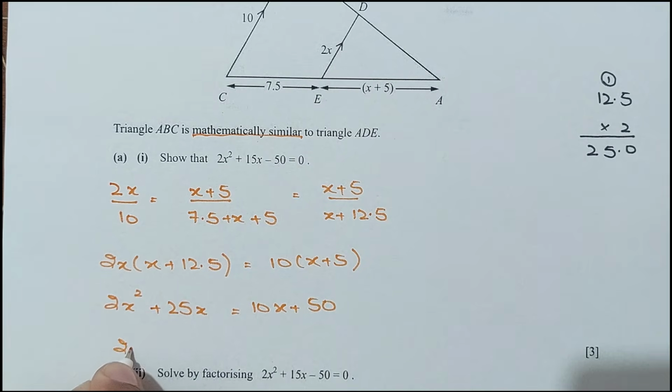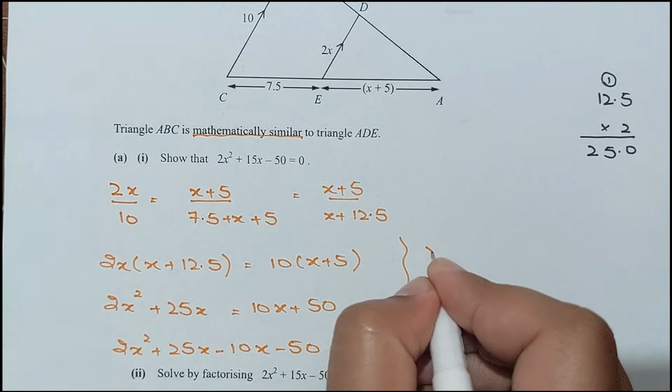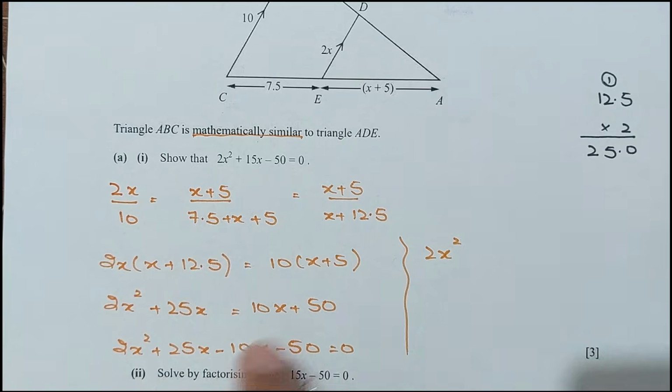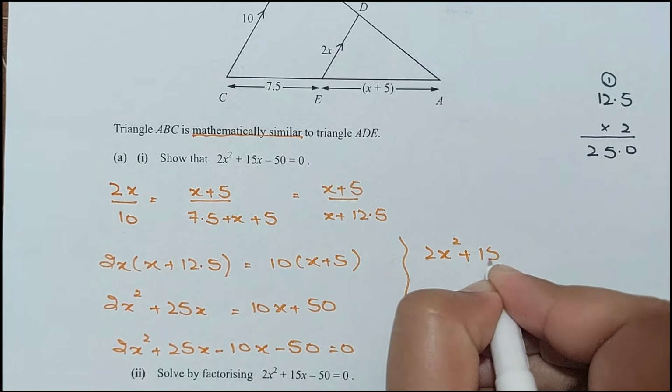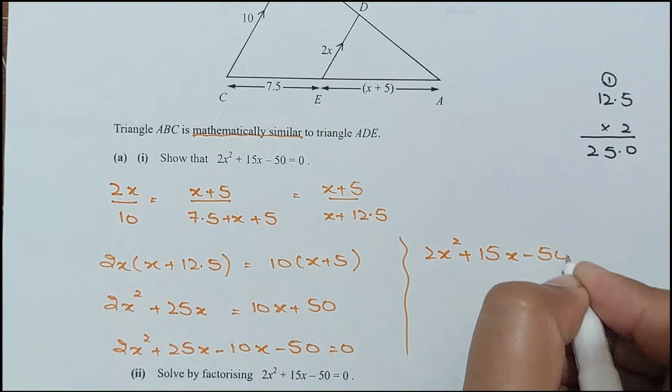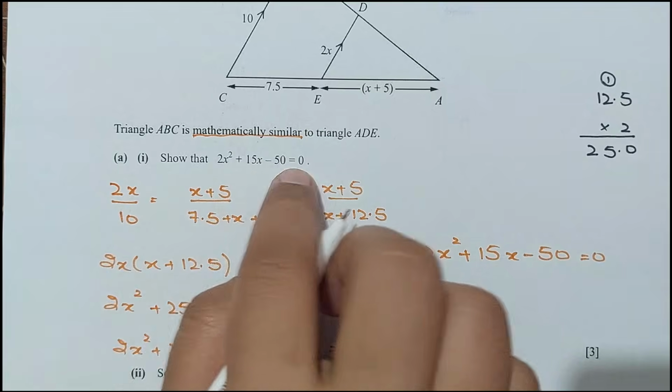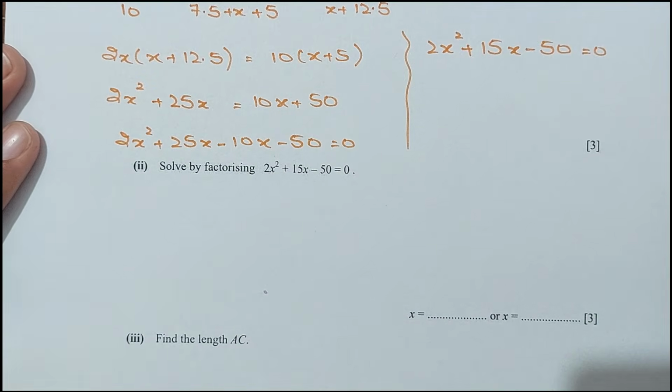Combining the terms, 2x squared plus 25x minus 10x minus 50 equals 0. So from here, 2x squared, 25 take away 10 is plus 15x, minus 50 equals 0. So it is proved. Second part, solve by factorization.